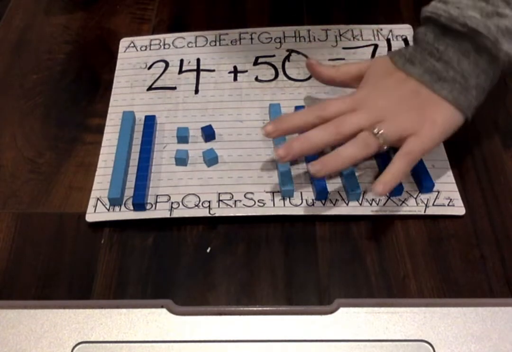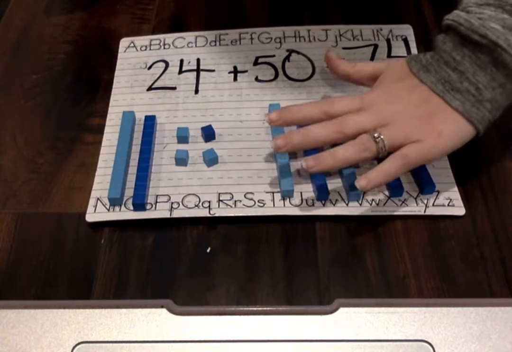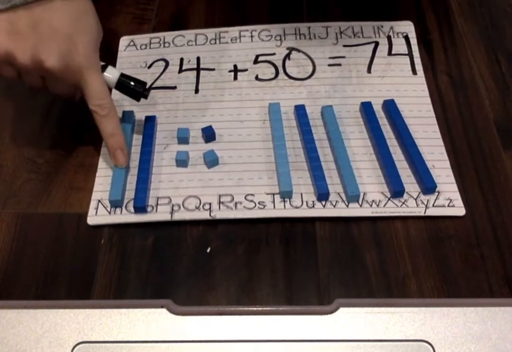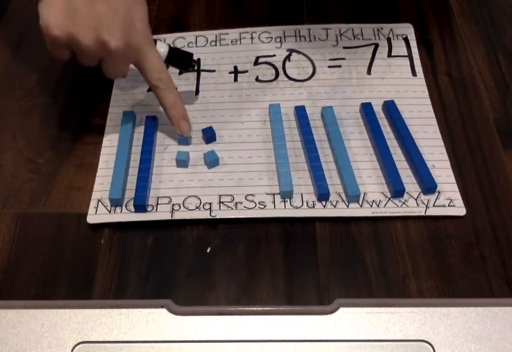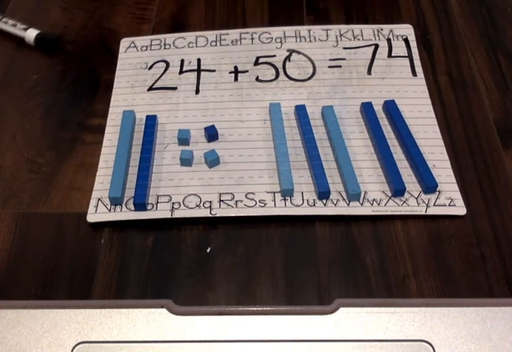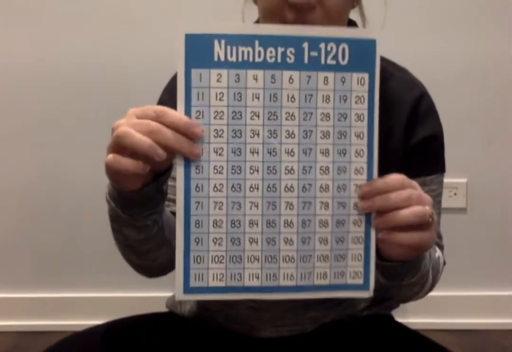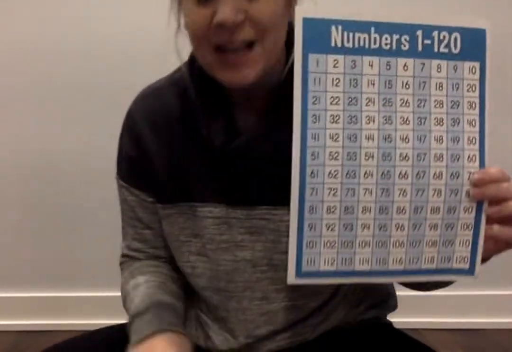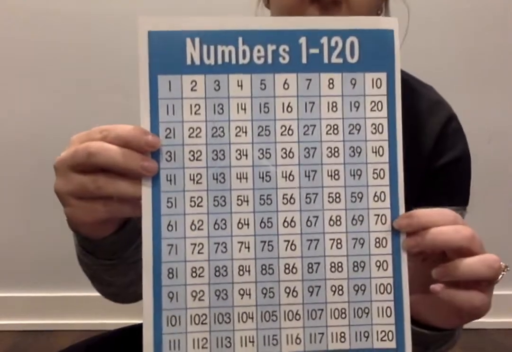The way that addition works, you can also count backwards too. So I can count that I have 50 here, and I can go 50, 60, 70, 71, 72, 73, 74. I could use my 120 chart to add 24 plus 50 also.